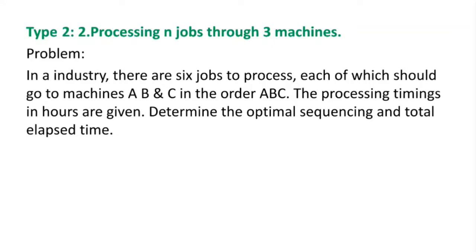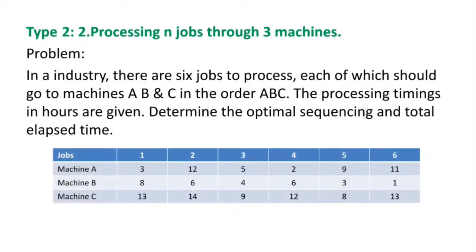So here the problem statement has been given like this. It is very similar to the previous problem, but with the machine C, which has been added extra in this 3 machine problem. Here in industry there are 6 jobs to process, each of which should go to machines A, B and C in order ABC. The order of processing will be A, B and C sequentially. Then the process timings are given in hours. Then determine the optimal sequence and time elapsed, that is total time elapsed.